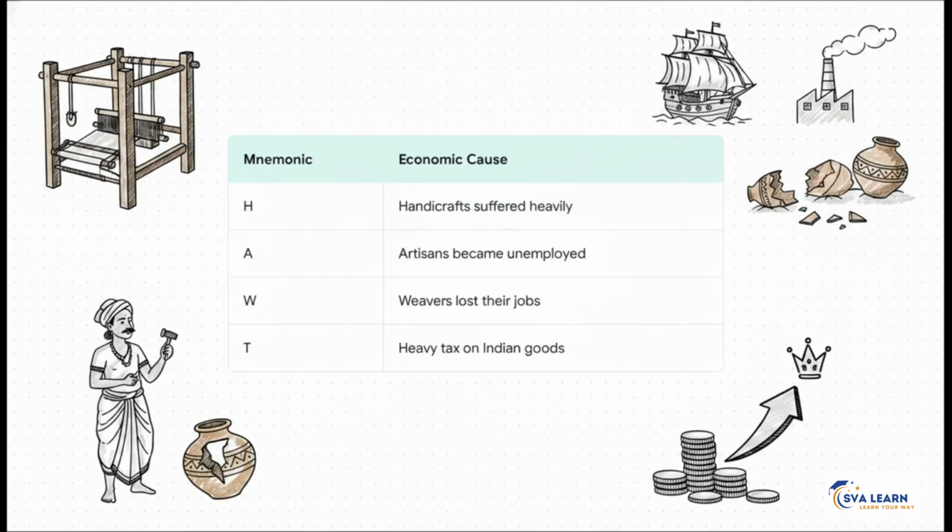All right, let's tackle that beast of a 6-mark question regarding economic causes. How are you going to remember all these points under pressure? Just use our memory trick. HAWT, hot. Because of the Industrial Revolution in England, Indian industries were decimated. H, handicrafts suffered heavily. A, artisans became completely unemployed. W, weavers lost their jobs and became the first victims. And T, heavy taxes were imposed on Indian goods being sold in England. Just write down HAWT on your scratch paper and boom, you've got 4 solid points.